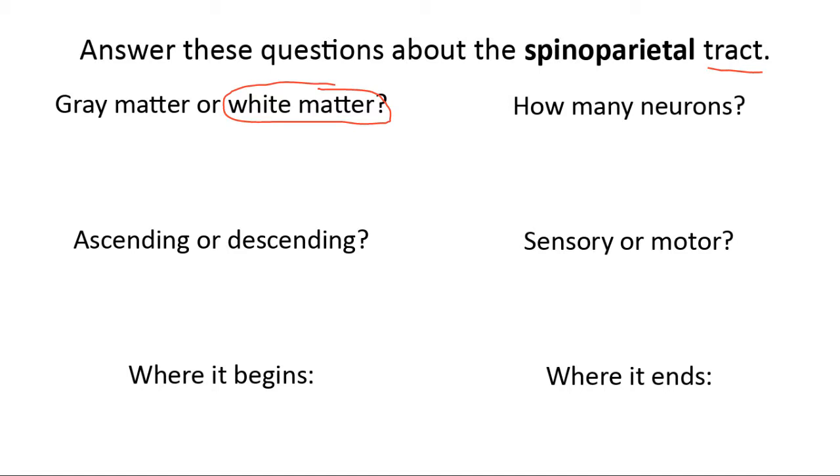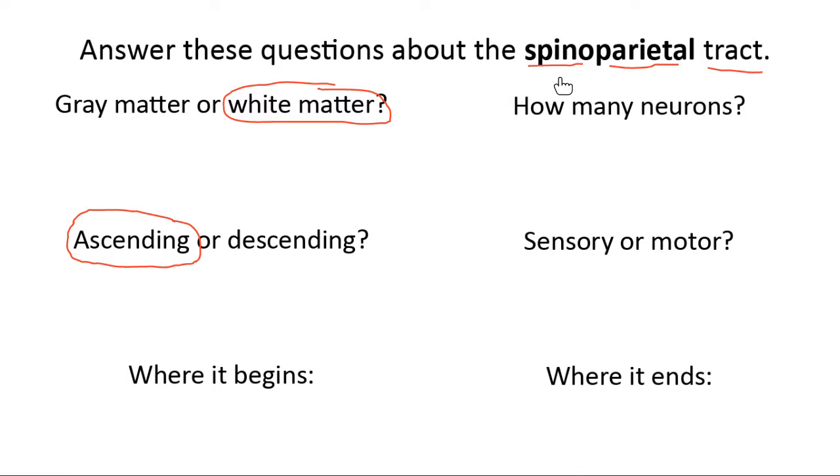This particular tract is called the spinoparietal tract. So based on its name, spinoparietal, would we say that this one is ascending or descending? What kind of tract would spinoparietal be? Yeah, spinoparietal is going to be an ascending tract.